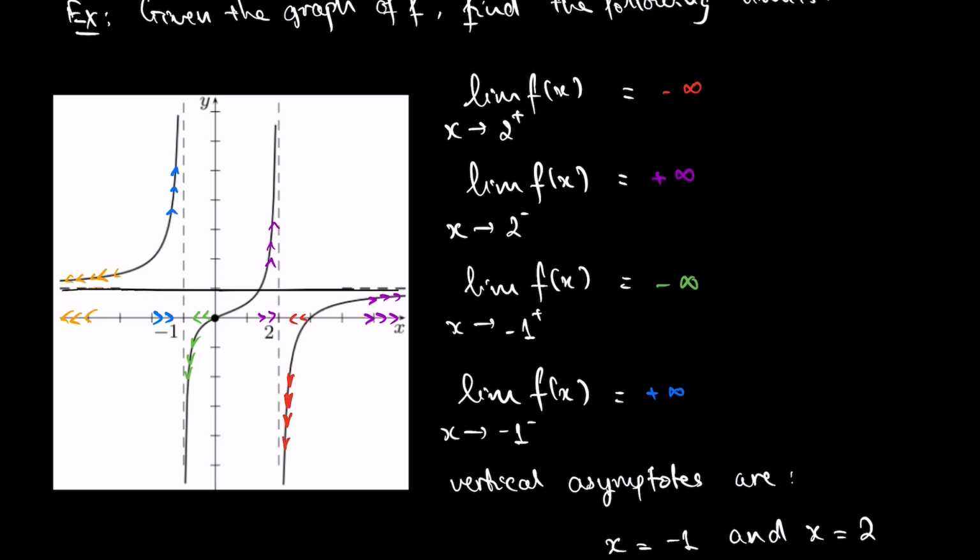Now, the limit of the function as x approaches 2 from the left, as you can see, the function is going up to positive infinity. In addition, the limit of the function as x approaches negative 1 from the right, the function is going down to negative infinity. And the limit of the function as x approaches negative 1 from the left, the function is going up to positive infinity. The result you have here is called an infinite limit.